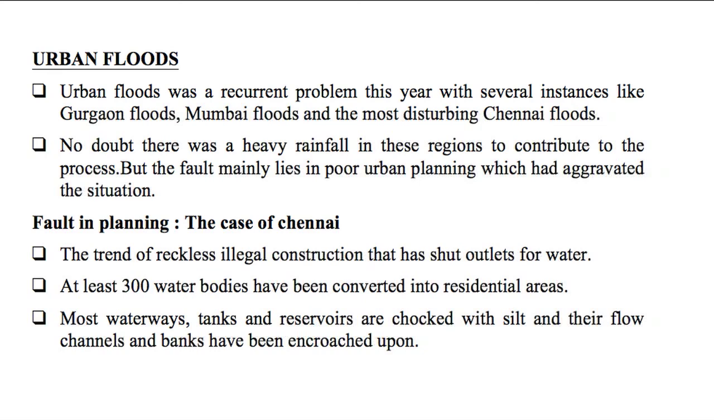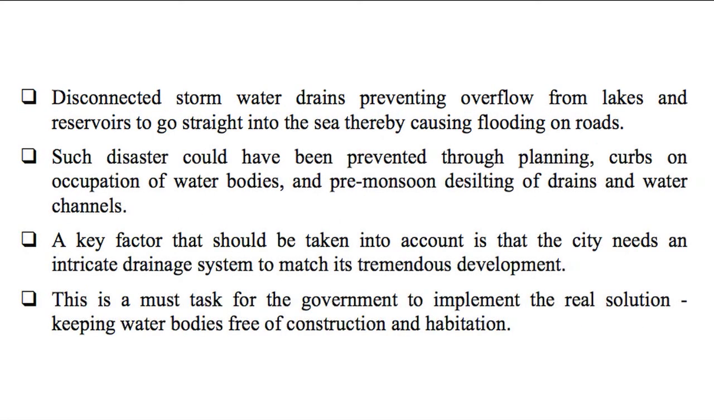Fault in planning: the case of Chennai. The trend of reckless illegal construction has shut outlets for water; at least 300 water bodies have been converted into residential areas. Most waterways, tanks, and reservoirs are choked with silt, and their flow channels and banks have been encroached upon. Disconnected storm water drains prevent overflow from lakes and reservoirs from going straight into the sea, thereby causing flooding on roads. Such a disaster could have been prevented through planning, curbs on occupation of water bodies, and pre-monsoon desilting of drains and water channels.